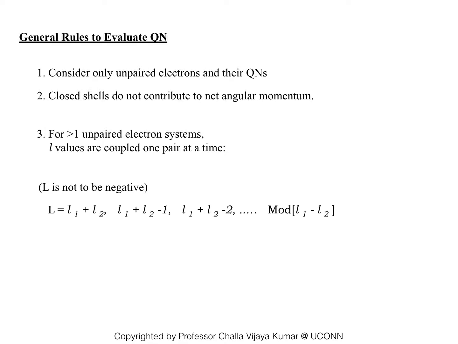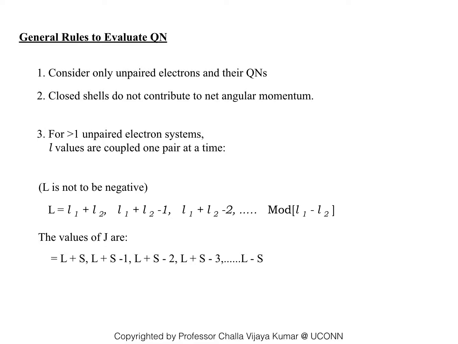And so the capital L is not to be a negative number. So capital L is equal to L1 plus L2, L1 plus L2 minus 1, L1 plus L2 minus 2, etc., down to the modulus of L1 minus L2. So this is how we generate capital L values. The J values are also given as L plus S, L plus S minus 1, L plus S minus 2, until L minus S, as we just discussed. So these are the general rules to write the quantum numbers for multi-electron systems.